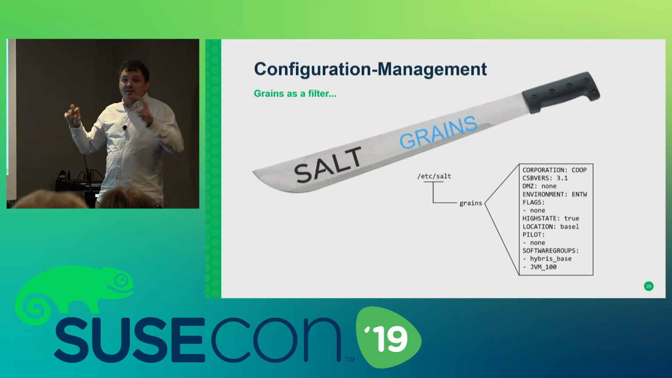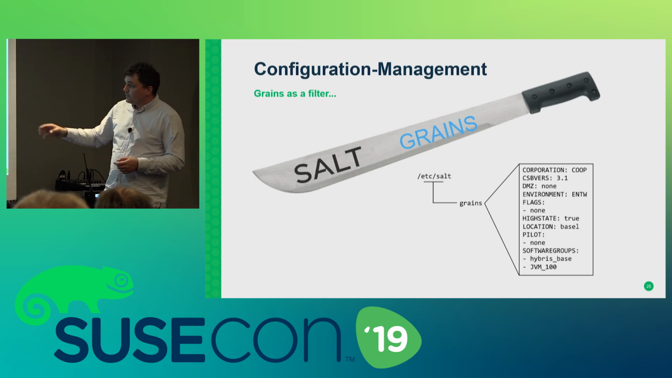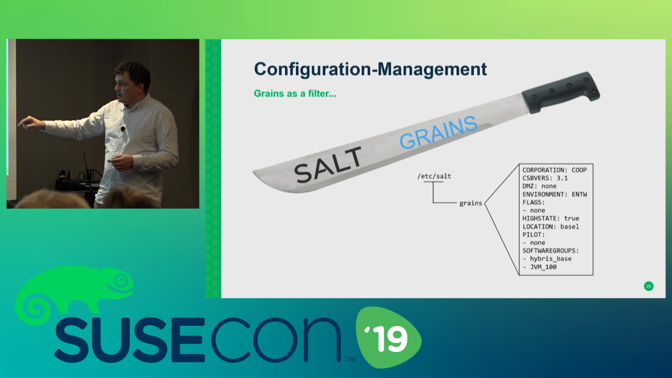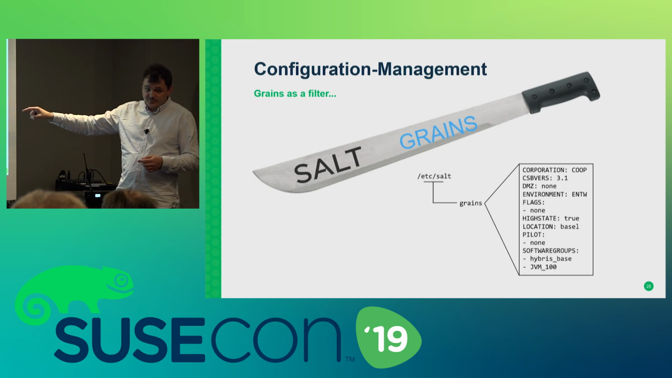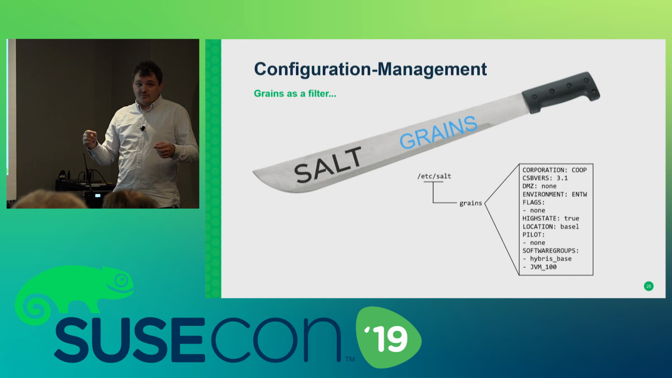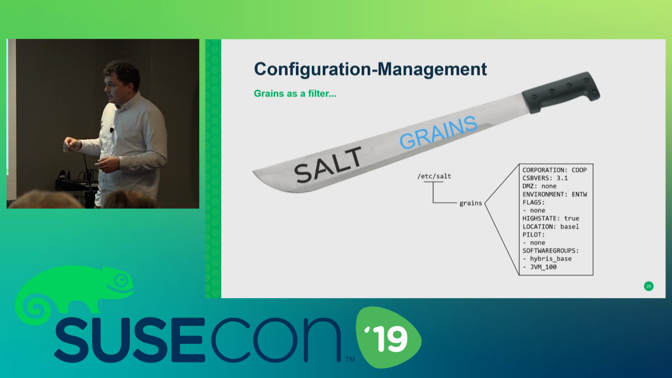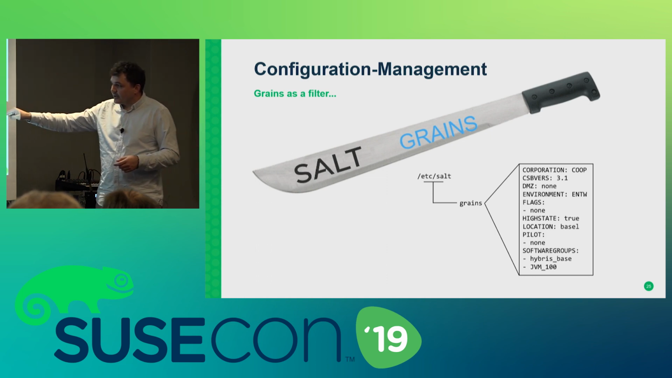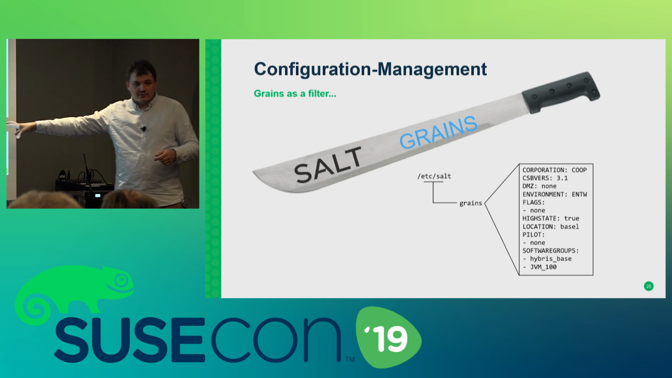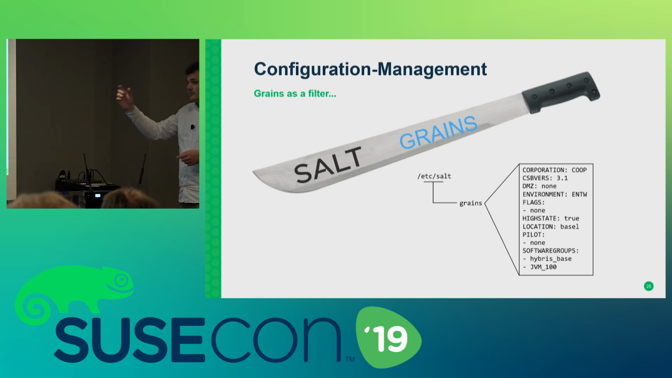Then you have flags, where you can flag something, make use of that. There's the high state true, we'll show you later. You have the physical location of the server. Based on this, you can do name server lookups in the right way. And you have a pilot grain, and you have software groups. We'll look into that in the next section.